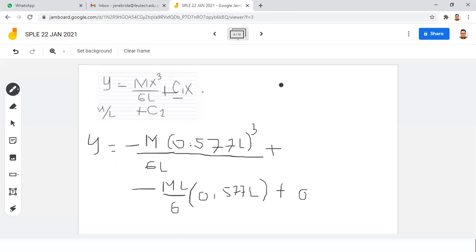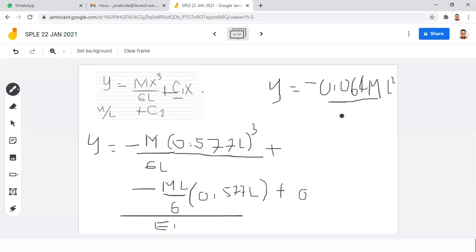L plus C2 is equal already to 0. So therefore, we can calculate. Of course, this one is to be divided by EI. So therefore, you can have y. See, this one is negative, negative. We're going to simplify. That becomes negative 0.064 ML squared over EI.